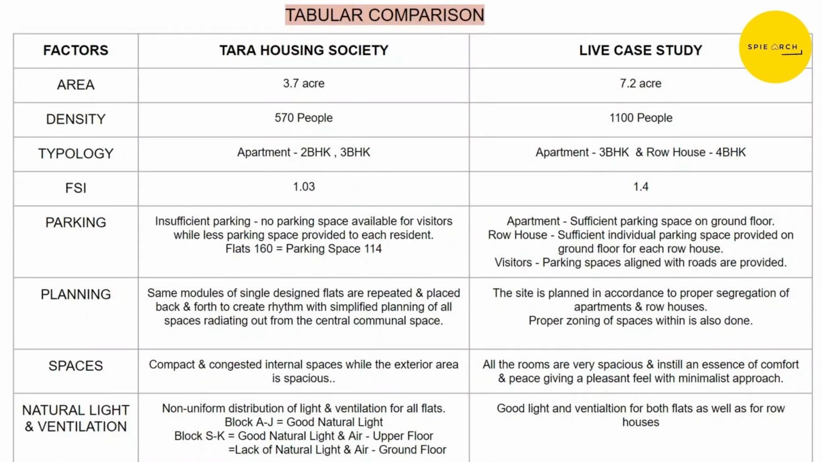In Tara housing, some modules are placed and repeated, forming terraces and 2 rows of housing with central open space, while in the case study, the site is planned in accordance with segregation of apartments and row houses. Tara housing spaces are compact and suggest spacious exteriors, whereas the other project has spacious volumes in interiors as well as exteriors. All the units in Tara housing experience different light and ventilation conditions, and in this project, there is good light and ventilation.